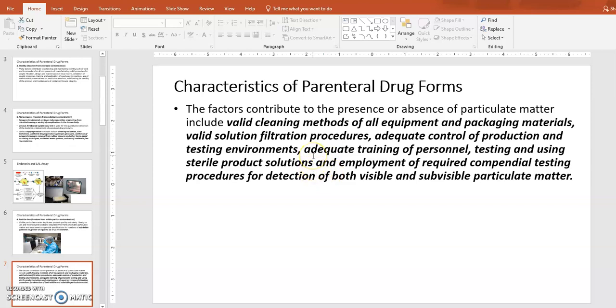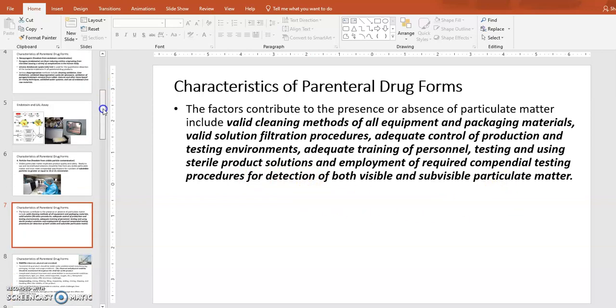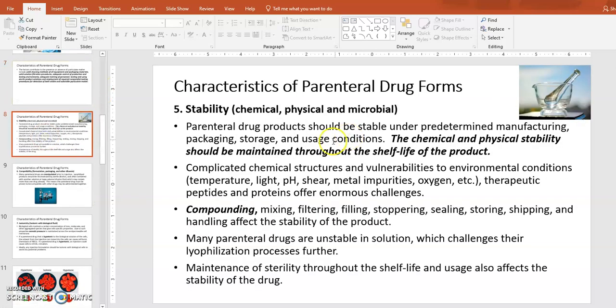And then adequate training of personnel. A lot of particles are generated from individuals, people actually. People are terrific shedders. They shed a lot of skin flakes and hair particles and all those things. And then the testing and using sterile product solutions, and employment of required compendial testing procedures for detection of both visual and subvisual particles. So make sure your drugs do not have particles.